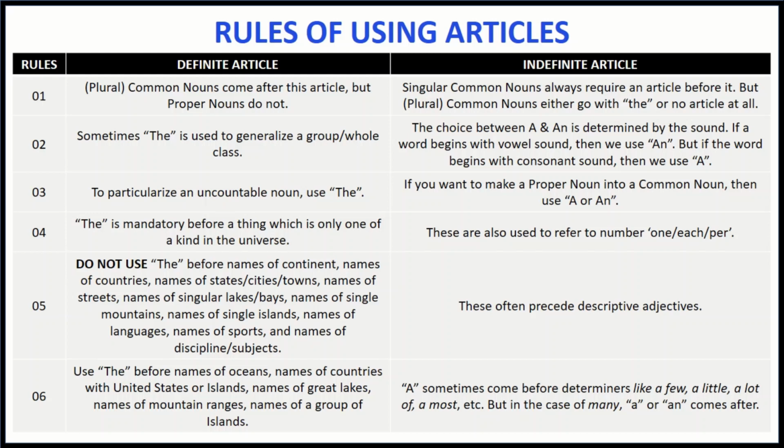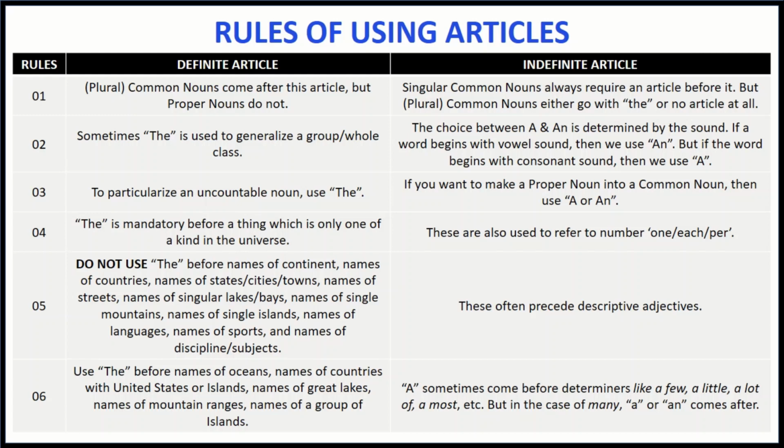Last, rule number six of the definite article is that you have to use the before names of oceans, names of countries with United States, or islands, names of Great Lakes, etc. Well, there are so many countries, but some countries have this title, like United States of America. In other cases, there is also United Arab Emirates. So if there is United, then of course we have to use the. And there are some islands which we will also look at in examples in the next slide, and mountain ranges, names of groups of islands, etc. We will look at some examples later.